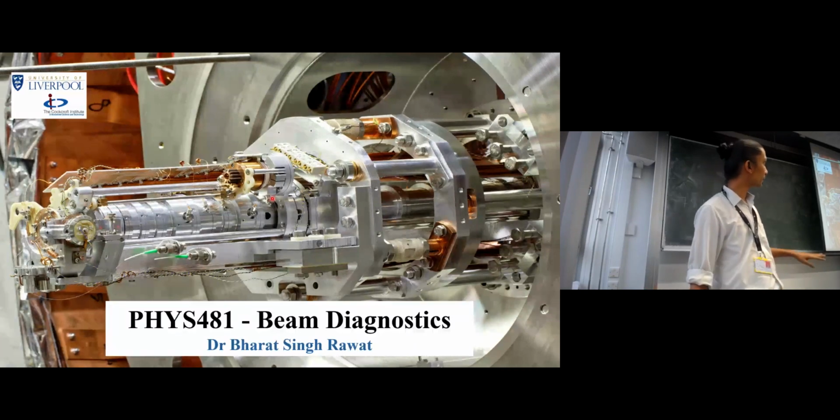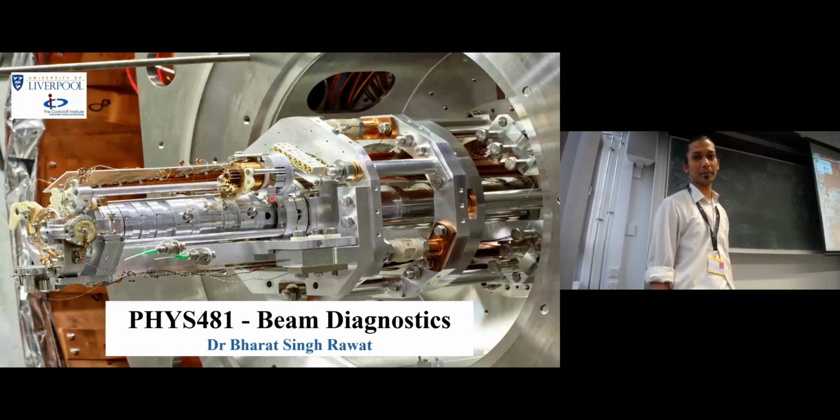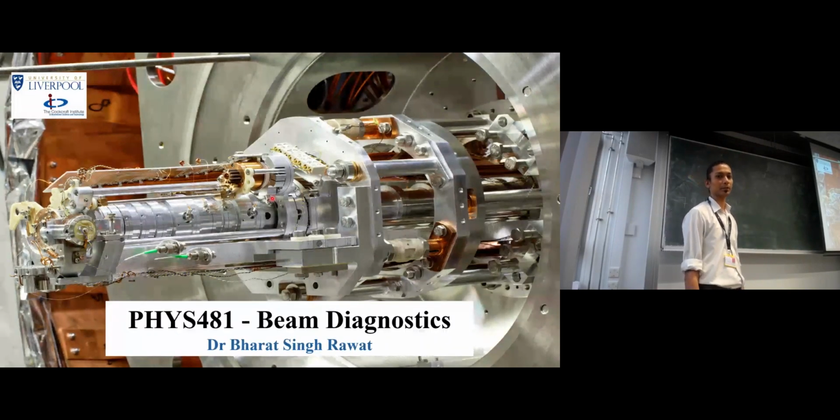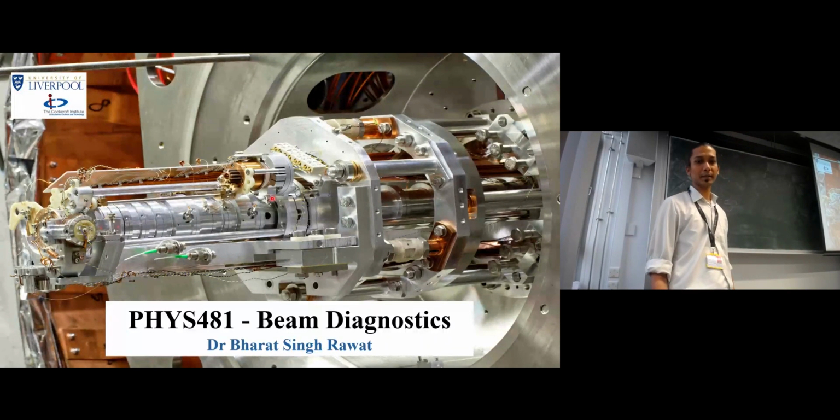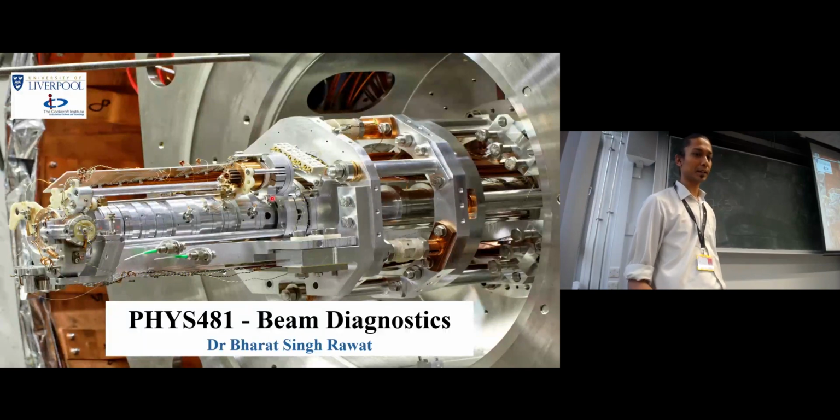I'll start with the picture. The picture that you see in this slide is the trap that I work on in collaboration with CERN. It's a Penning trap, and we use different kinds of diagnostics to identify what kind of particles are there, how to detect them, and so on, which I'll cover in the coming slides.